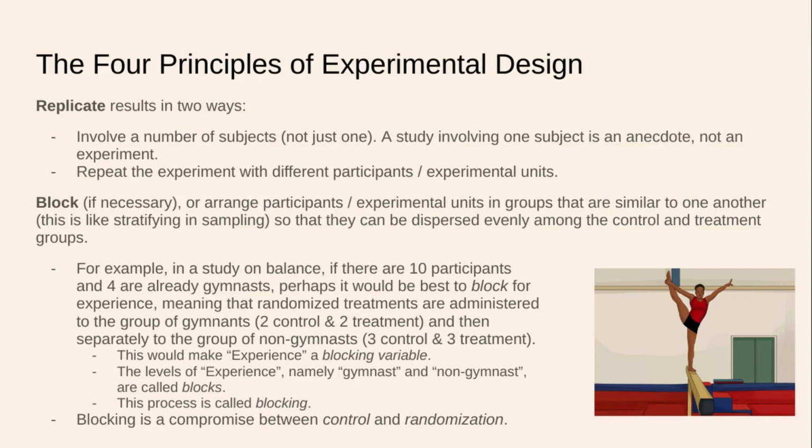So blocking, we can see, is a compromise between control and randomization, right? Ideally, we want things to be as random as possible. However, we don't want, in this case, gymnasts or non-gymnasts being disproportionate in one of our groups and wrecking our findings. So blocking is a nice compromise between control and randomization. We randomize to an extent, but we don't get so randomized that we can't keep track of whether we have too many gymnasts in one group or another.